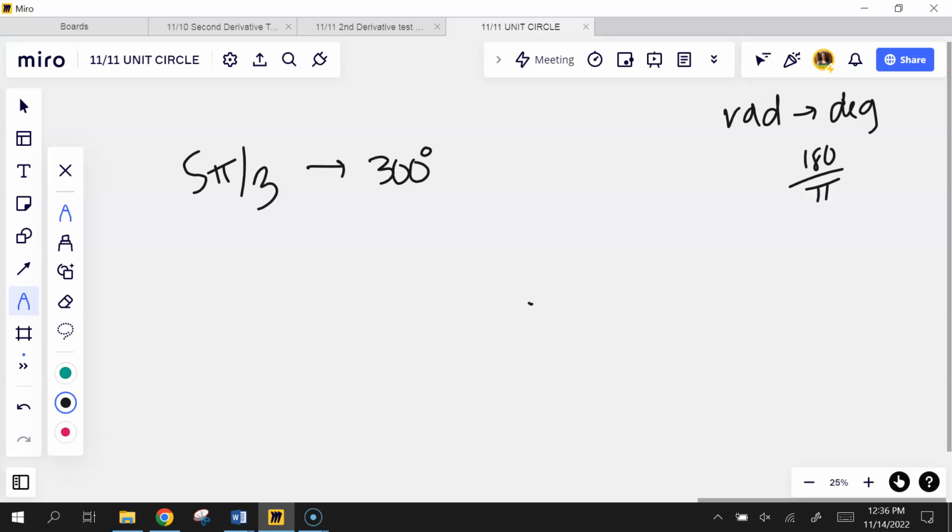5 times 180 divided by 3 is 300. That's 5 times 180 divided by 3. That's 300. Yeah. Quadrant 4. Thank you, Lucy.